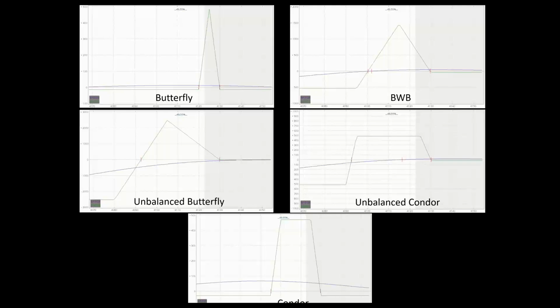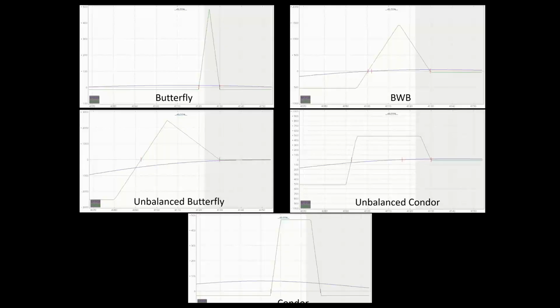It's done deliberately. This almost feels like I'm being confused deliberately. I've seen this in books similar to this, where here's the butterfly, here's unbalanced butterfly, unbalanced condor, condor to condor, and very seldom the BWB will be in there, but you get what I'm saying. How do these positions compare? From this, I can't tell. Which one would I pick?